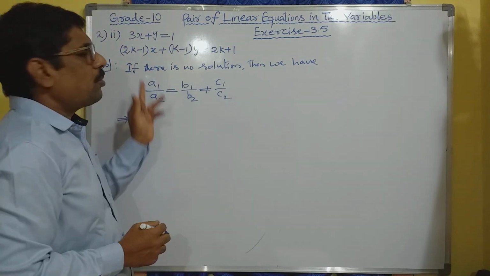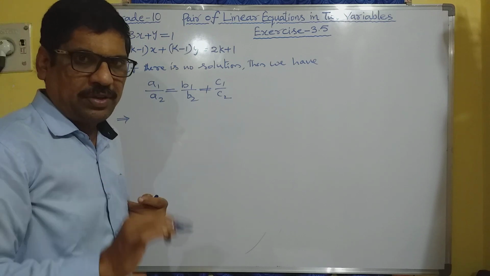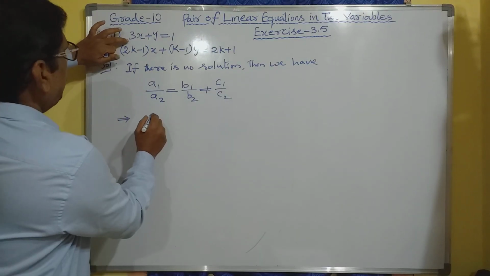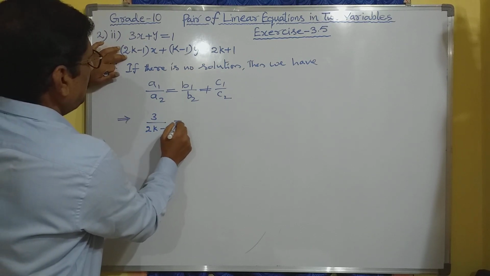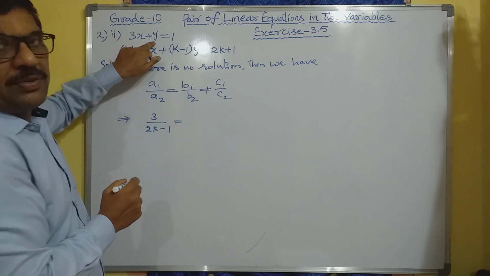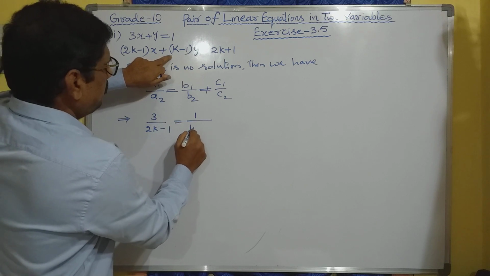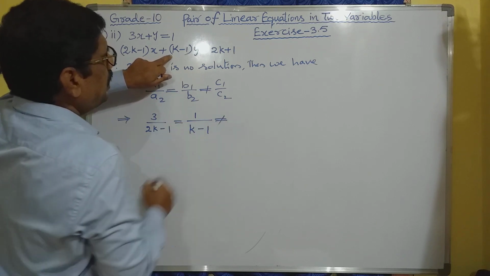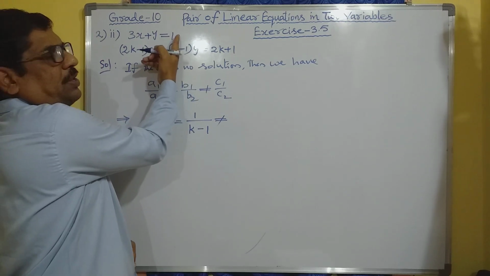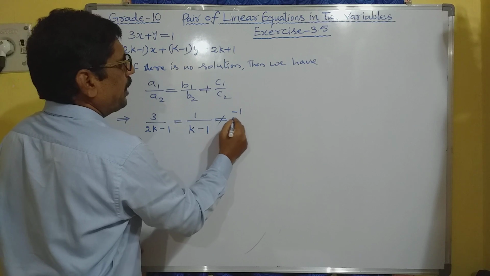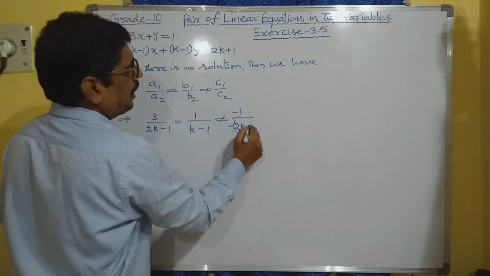Now look at this. From the given pair of linear equations we can extract a1, a2, b1, b2 and c1, c2, and then we get 3 by (2k minus 1) is equal to b1 by b2. b1 is the coefficient of y, that is 1, by here the y coefficient is k minus 1, is not equal to c1 by c2. Actually here 1 is in the RHS, if you take it to LHS it becomes minus 1. In the same way 2k plus 1 will become minus (2k plus 1).